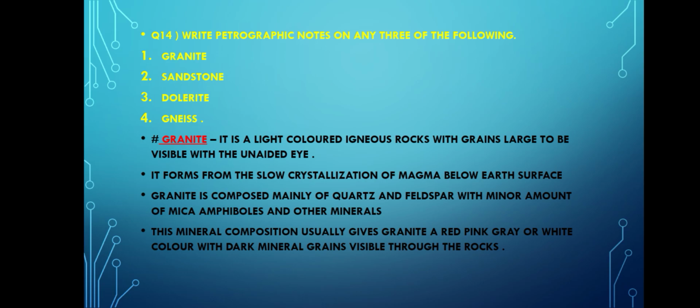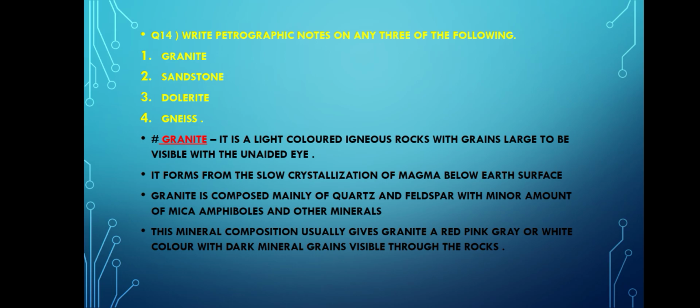Now question number 14. Write petrographic notes on any three of the following: granite, sandstone, dolerite, gneiss. Now granite, it is a light colored igneous rock with grains large enough to be visible with the unaided eye. Next point, it forms from the slow crystallization of magma below Earth's surface. Next one, granite is composed mainly of quartz and feldspar with minor amounts of mica, amphiboles and other minerals.